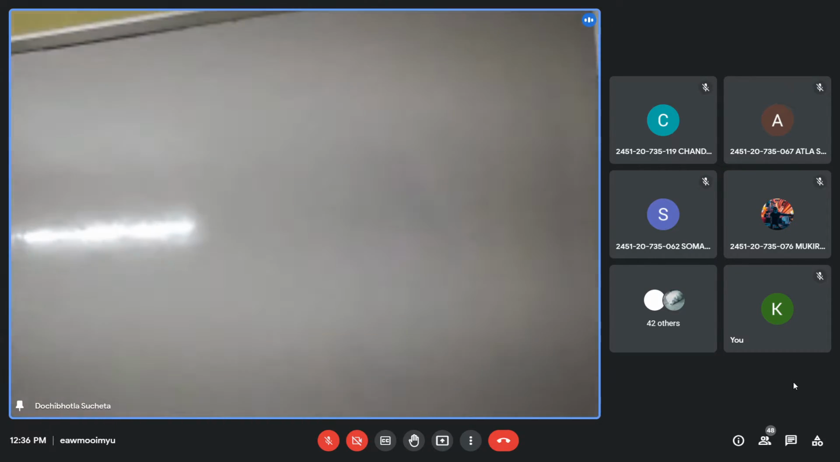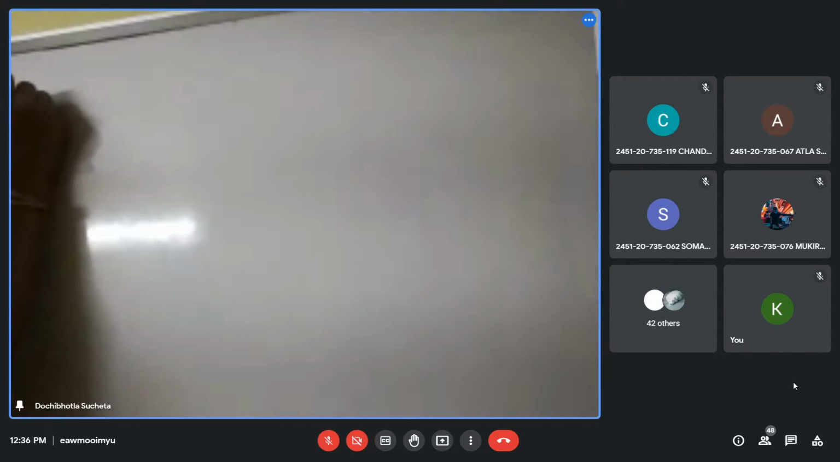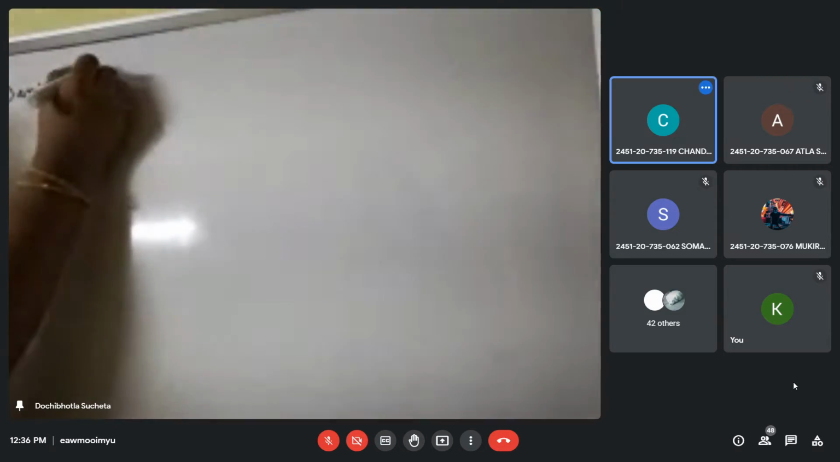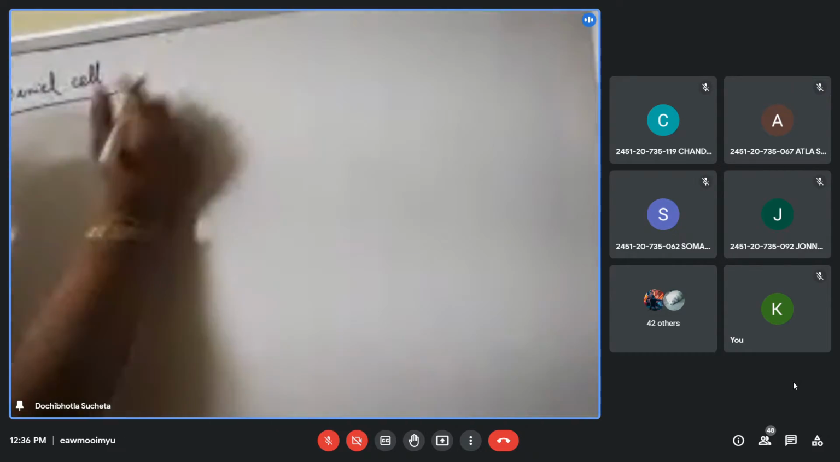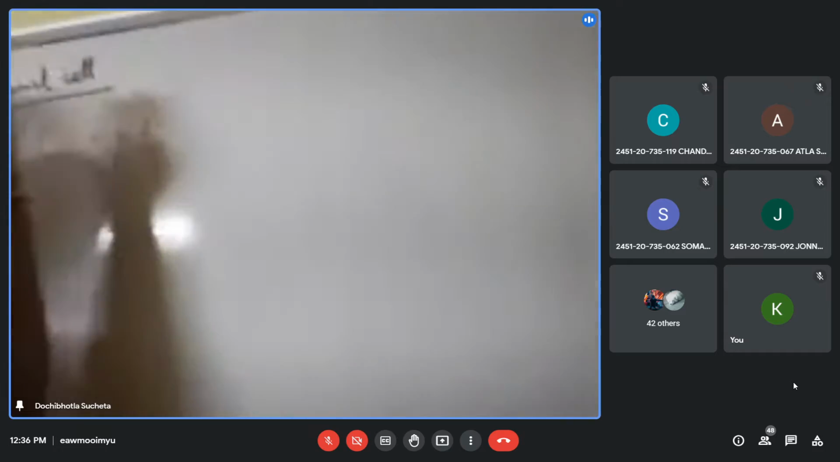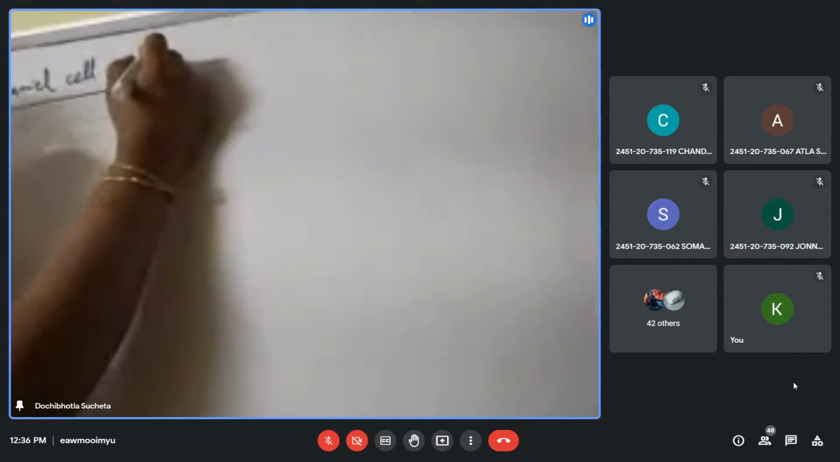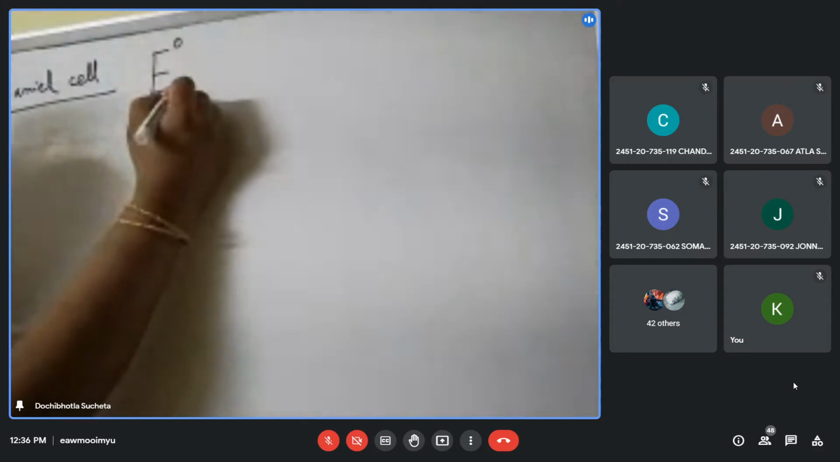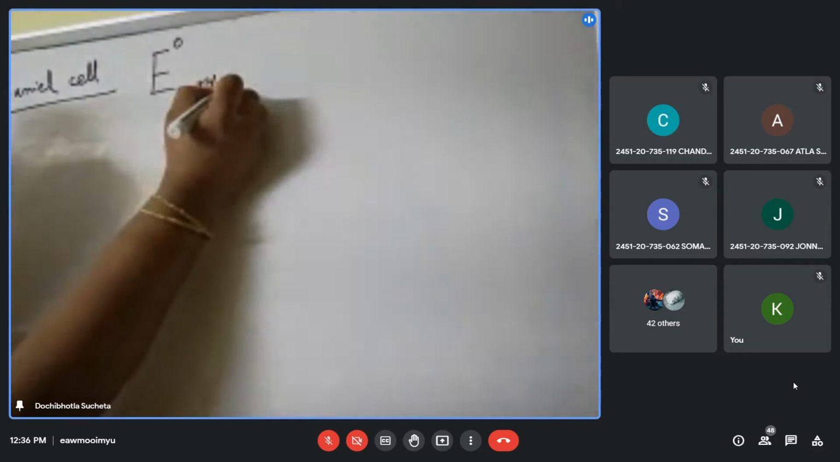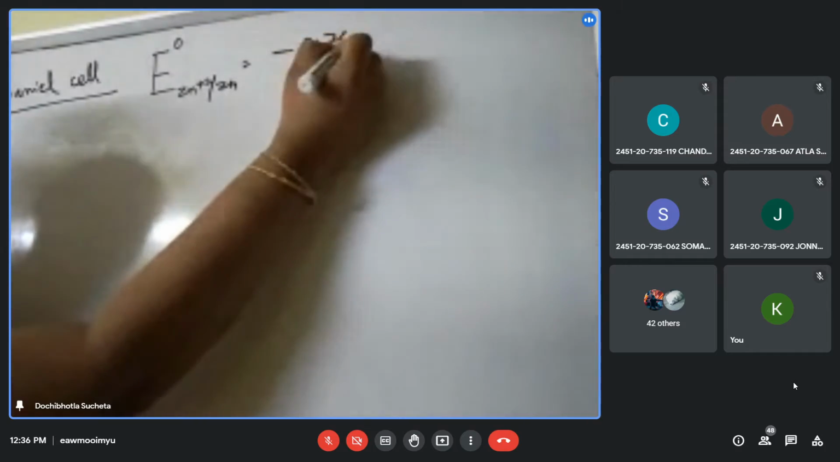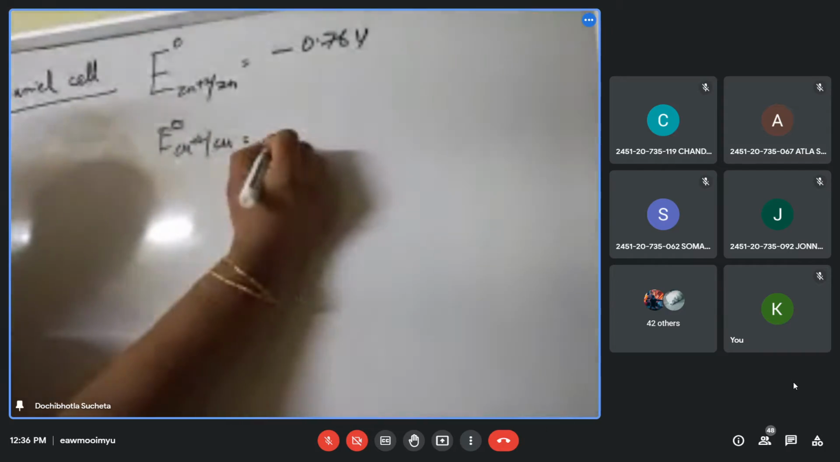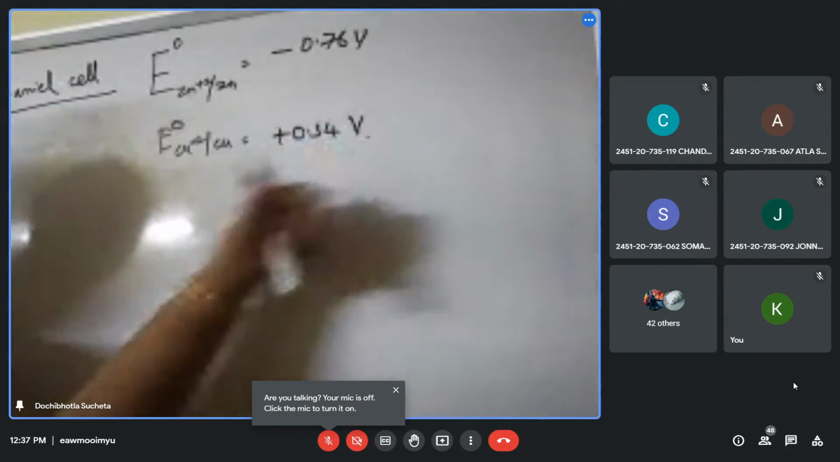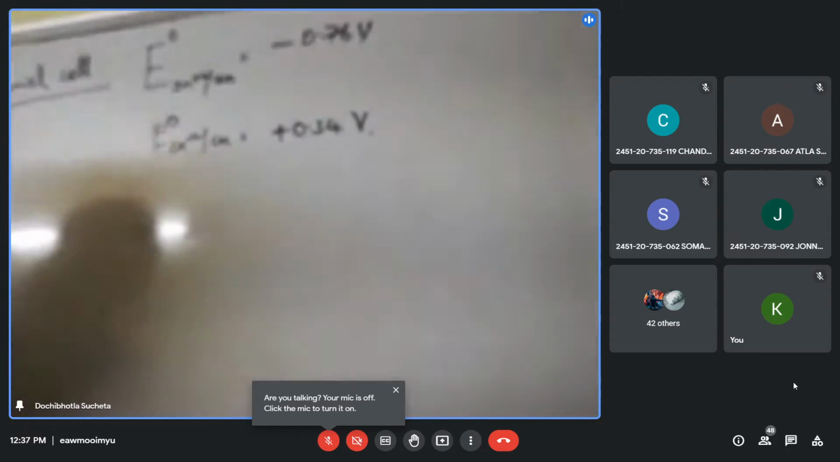Okay, that is the Daniel cell. So what are the two electrodes I've chosen in the Daniel cell? Zinc and copper, ma'am. Whenever you're saying E naught value, if not specified, I would always write Zn plus 2 slash Zn is equal to minus 0.76 volts, and E naught of copper is plus 0.34 volts.